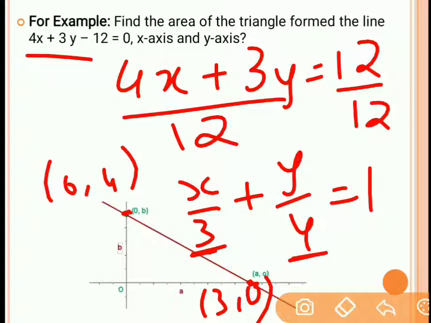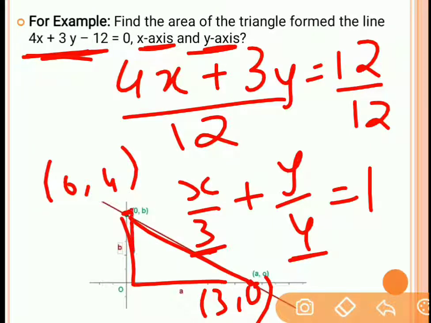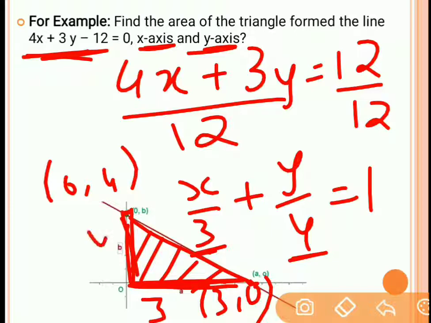So the area of the triangle will be equal to the area of the right angle triangle formed by the line, the x-axis and the y-axis. We need to find the area formed by the line, x-axis and the y-axis. This is the y-axis, this is the x-axis. The triangle which you can see is a right angle triangle with 3 units on the x-axis and 4 units on the y-axis.